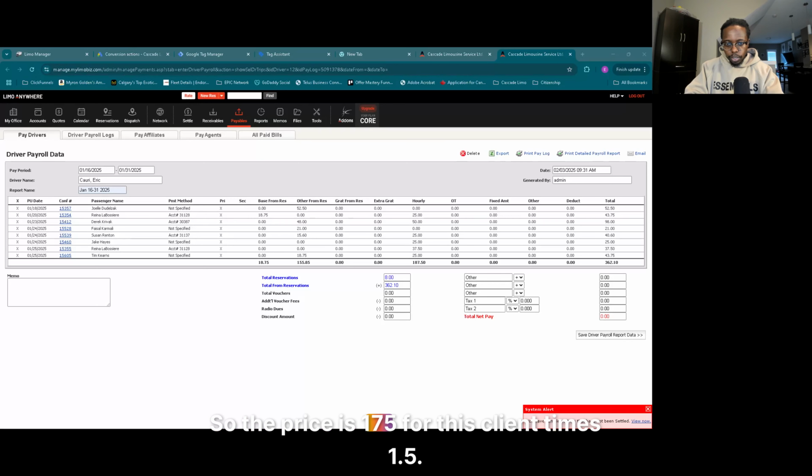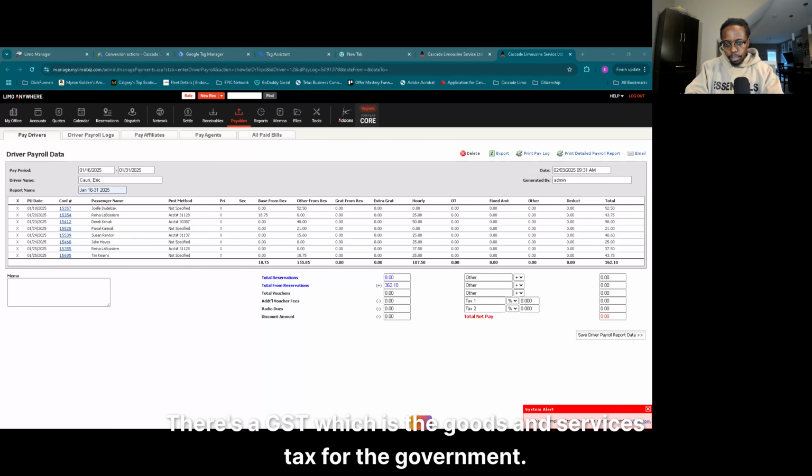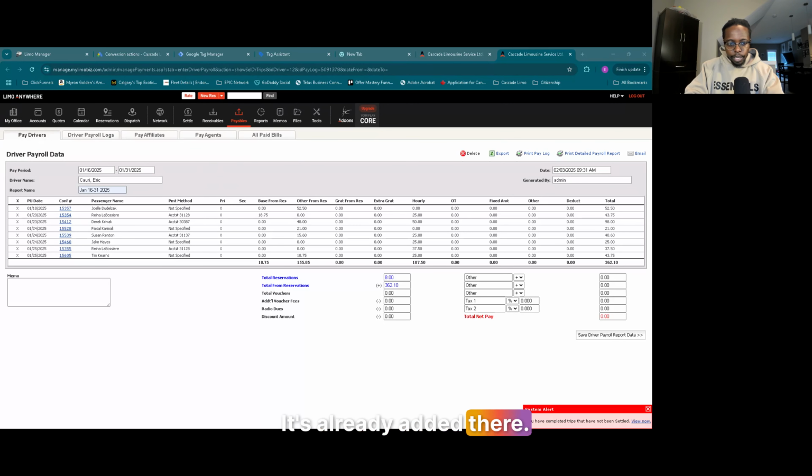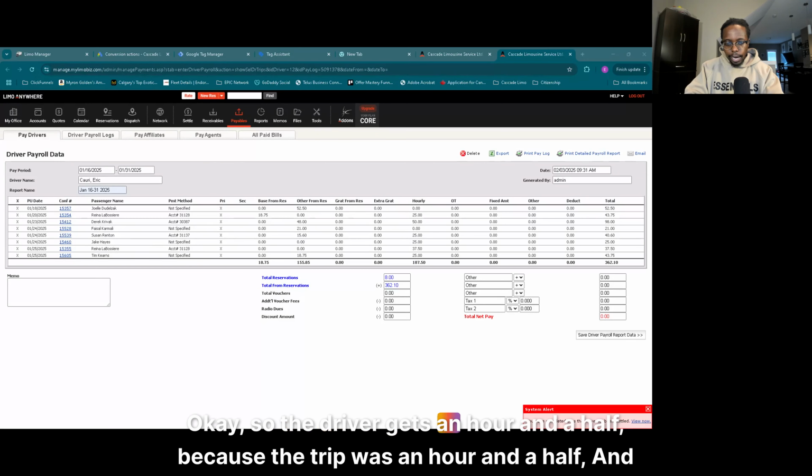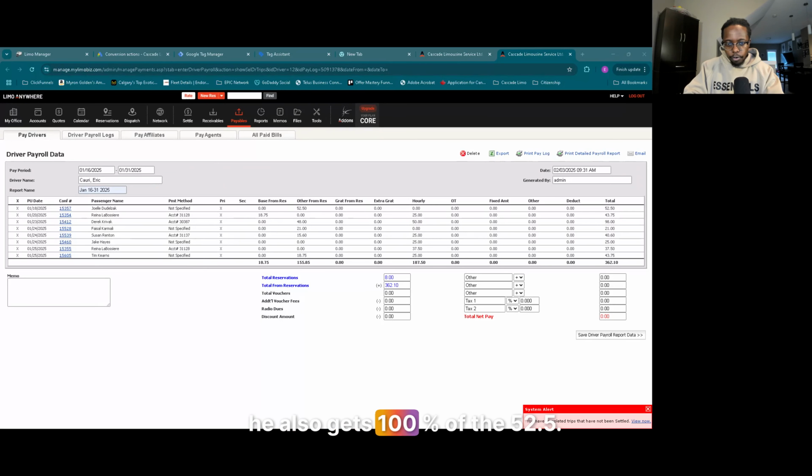So the price is 175 for this client times 1.5. They added a 20% tip. There's a GST, which is the goods and services tax for the government. It's already added there. Okay, so the driver gets an hour and a half because the trip was an hour and a half. And he also gets 100% of the 52.5.